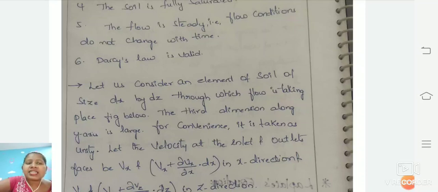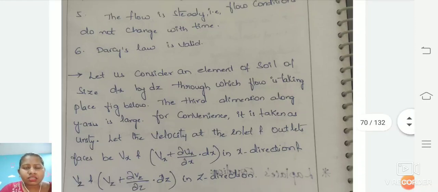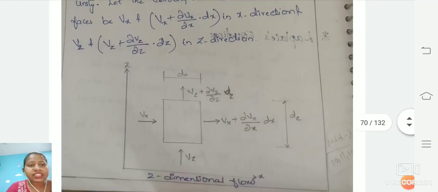So let us take an element, dx dz, which is subjected to flow, and its continuity equation is written in terms of velocity. Because of the velocity at the inlet and outlet, there will be some flow in the x direction and also in the z direction, so you will get an equation in the x direction and one equation in the z direction, as you can see in the picture.